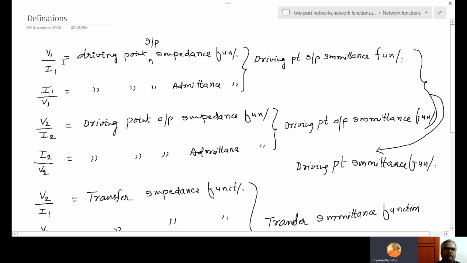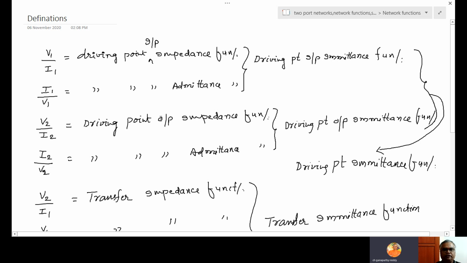So V1 by I1 is voltage and current both at the same point. That is a driving point. It is the input port, input impedance function. Whereas I1 by V1 is also a driving point, input admittance function. Current by voltage is an admittance function. Together, driving point input immittance function. Another word is immittance. Immittance means it can be impedance or admittance.